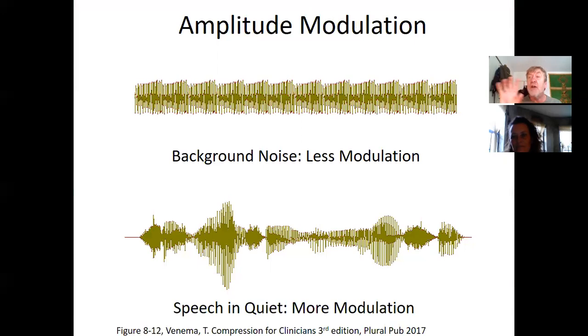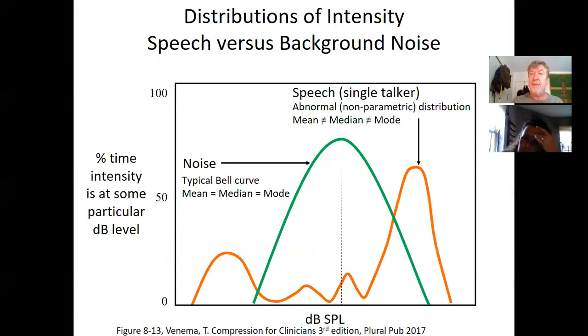Okay, any language you're talking, your amplitude is fluctuating rapidly, and that's mostly from someone close up or in quiet. But background noise, the amplitude mostly is fairly flat, and that's what digital noise reduction uses today. Look at this weird slide. This is another way of explaining the same thing.